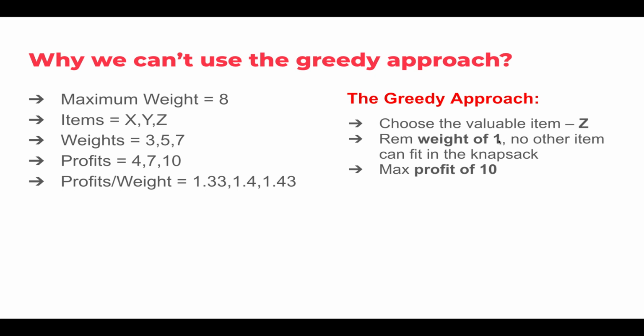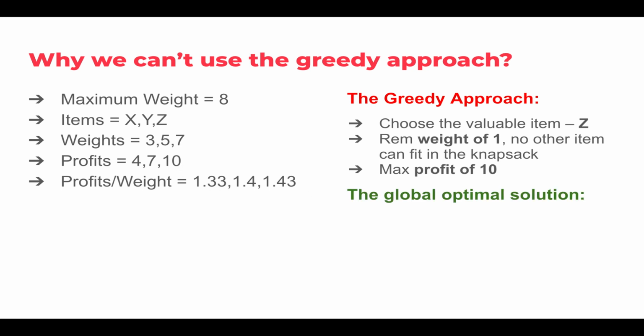Keep in mind, the moment I have a weight of 1, no other item can fit in my knapsack, and we can't fractionalize, so I'm done at that particular point. So I choose the valuable item, and then I only remain with the weight of 1. No other item can fit in my knapsack. The least one here is 3. So the maximum profit I can get there is just the one I get from Z, which is 10. So I'm done with that.